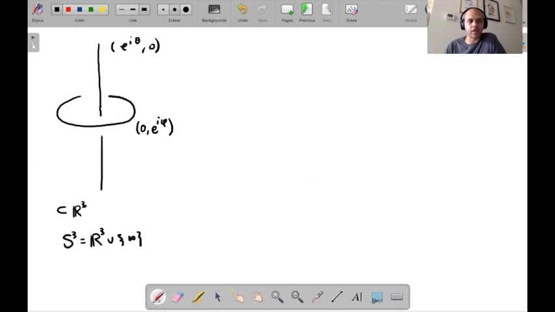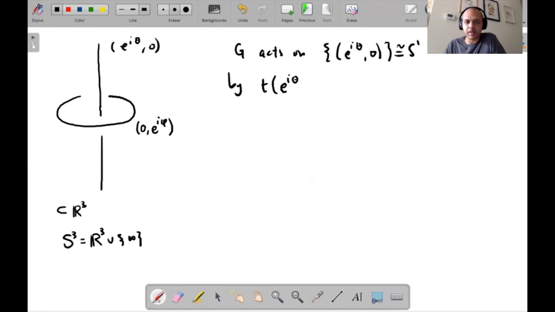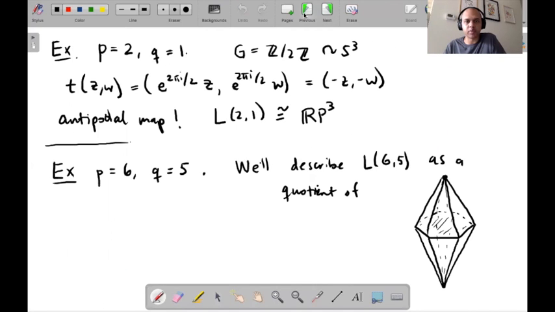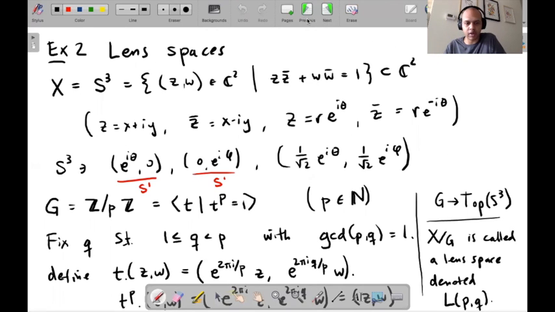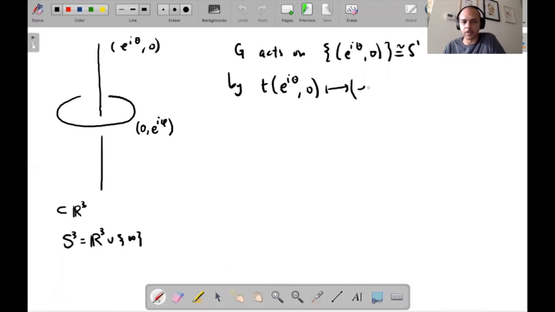And actually, I'm just going to focus on the vertical circle. So G acts on the points e^{iθ}, 0. The generator sends this to, so remember the formula, we multiply by a pth root of unity, 2πi over p. So when we multiply, we just add.